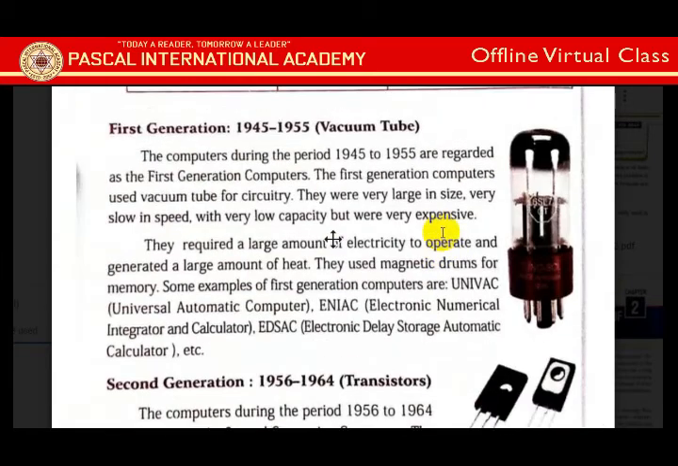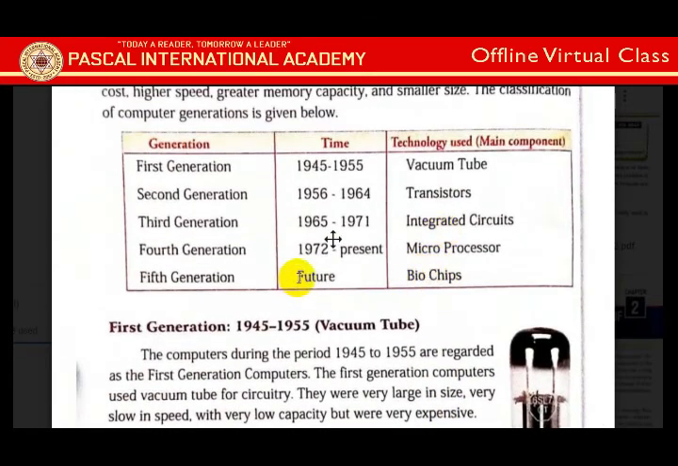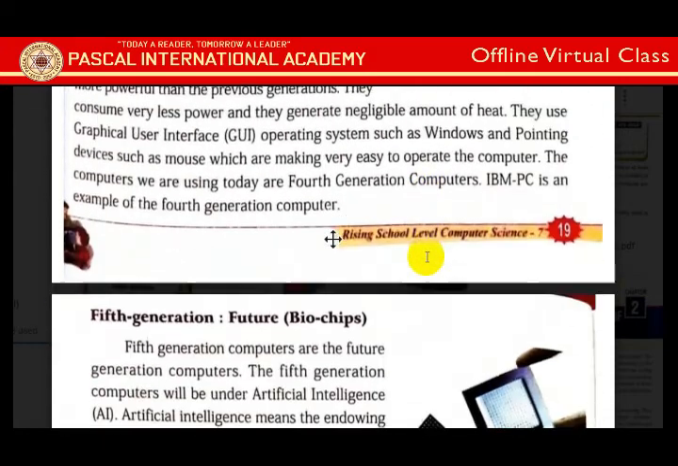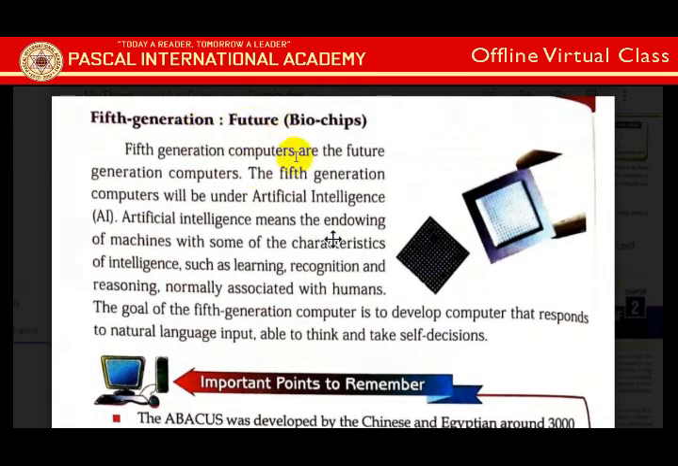The last one is the fifth generation, that is in the future, and it has already started. Biochips have already started. Now you can see all these automated robots using biochips. The chip is fed into any robot and it works, and different automatic robots are used in the industrial sector. Not normal general people, but big industries use these biochips to do the work. It uses what? Artificial intelligence, AI.